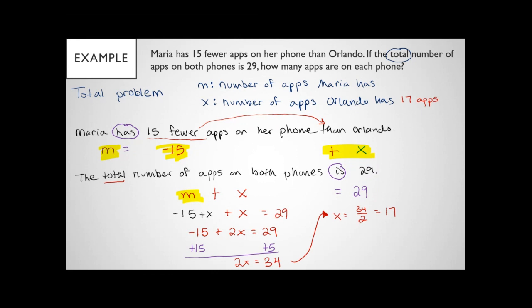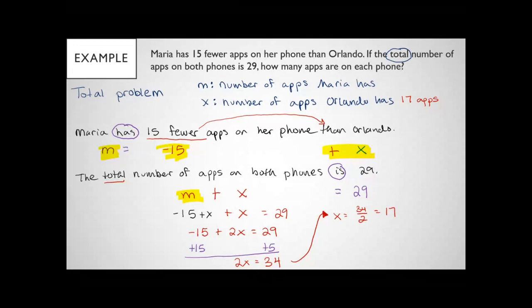Now the question says how many apps are on each phone, so we also need to figure out how many Maria has. So Maria has 15. Did I do my math wrong here? This doesn't add up to 29. Like, wait a minute, let me double check here, because 15 fewer apps on our phone than Orlando.